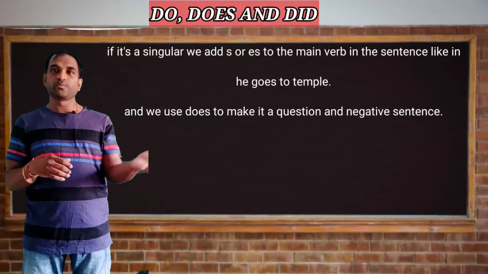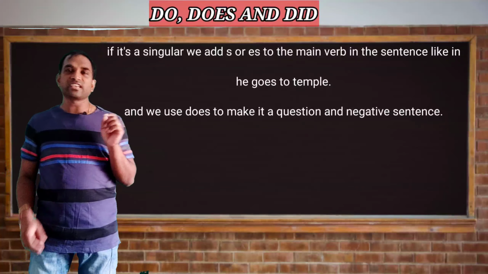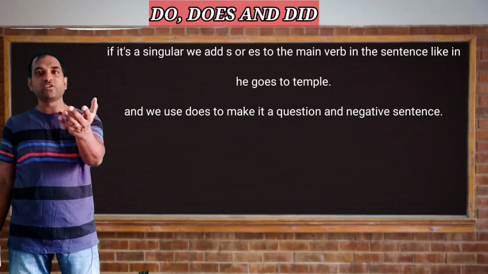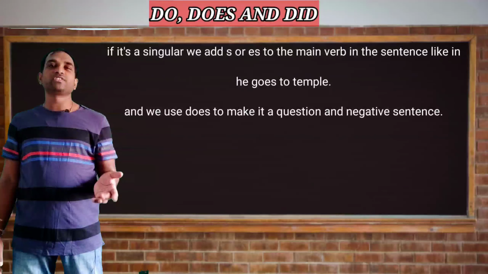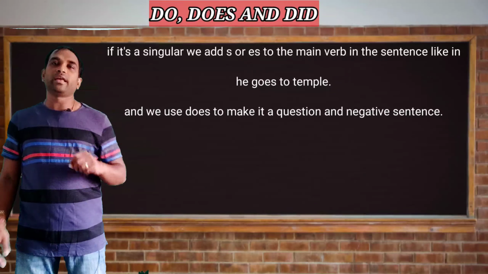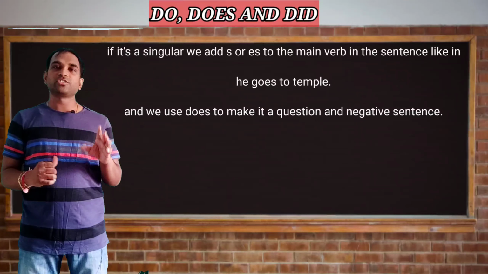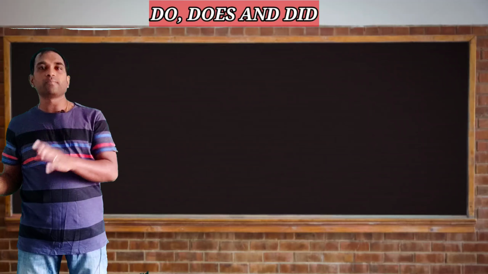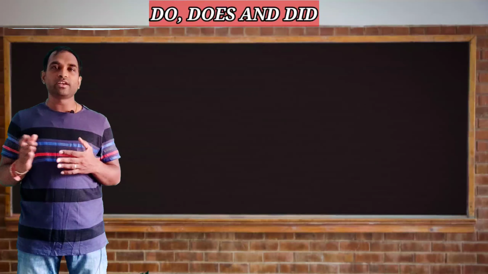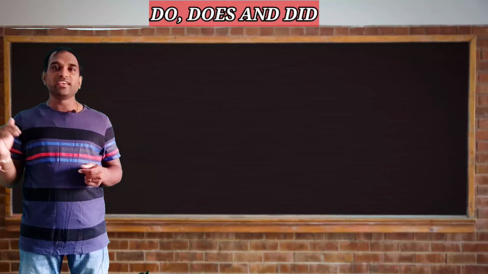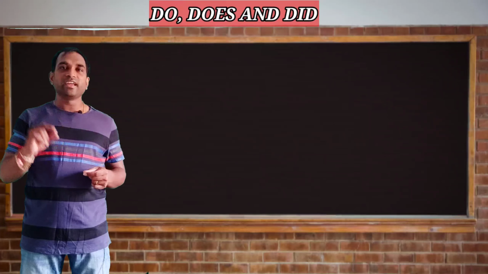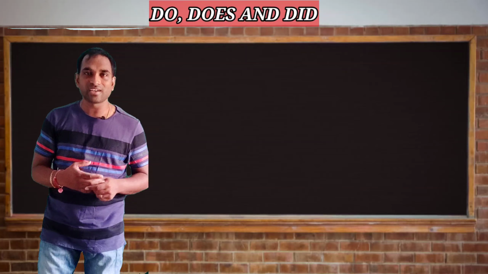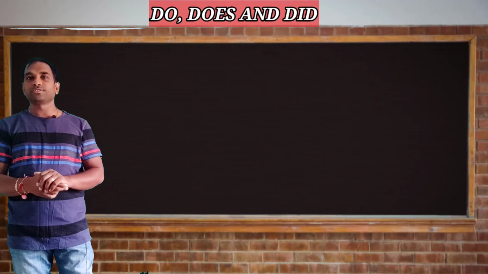And if the subject is plural, we don't add this s or es to the main verb in the sentence. Like in the sentence, they go to temple, but we don't say "they goes to temple." And for making a question or negative, we use "do": do they go to temple? Does he go to temple? They don't go to temple, for making it a negative sentence, right? So these are the rules.